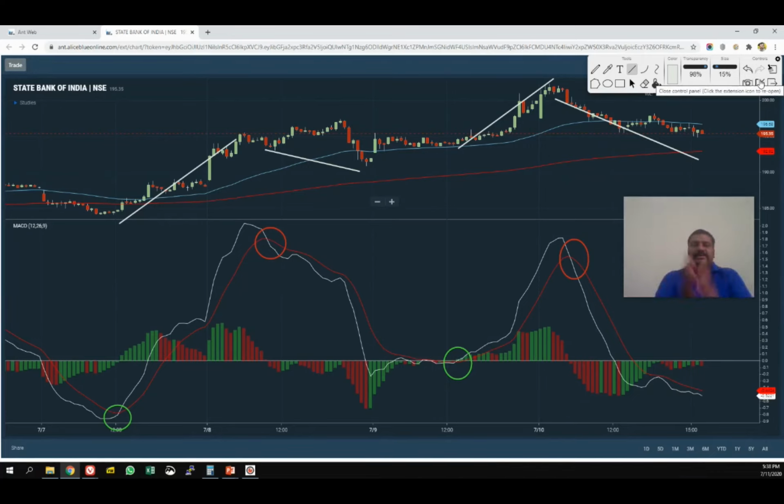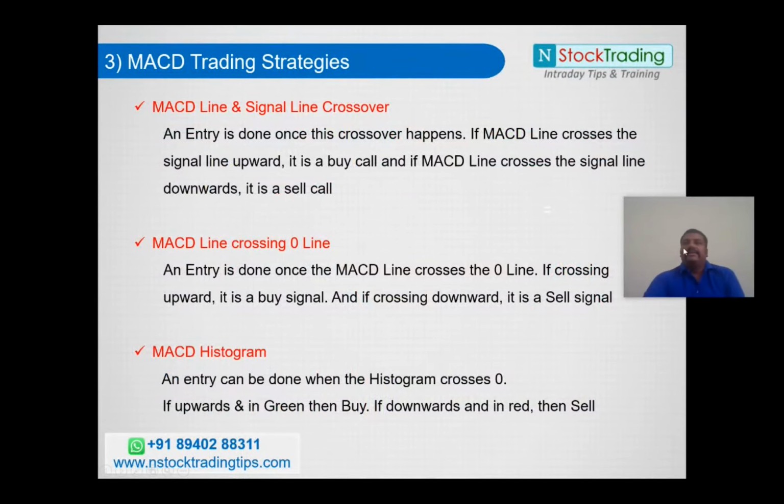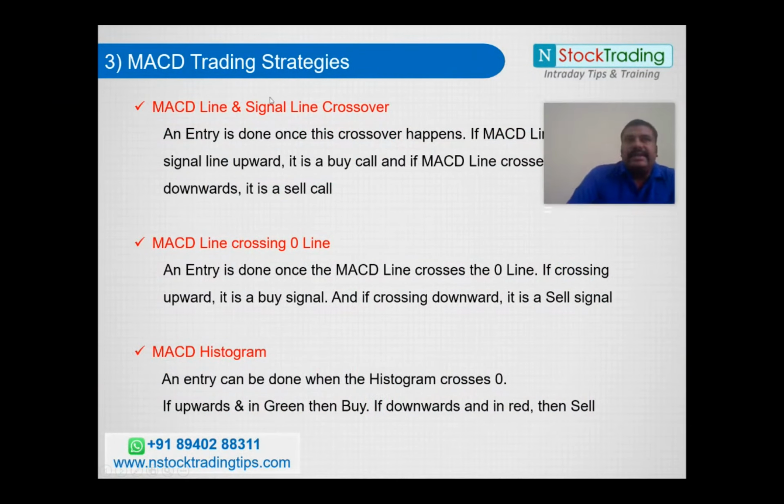Let me explain it on screen itself. There is one more way. See, in this case, we had two lines. We are considering two lines and the crossover only. And here, the second strategy is whenever the MACD line, that is the white line, is crossing the zero line. If the white line is crossing the zero line upwards, we go for a buy. And if it's going downwards, we call it a sell. Let's see this now.